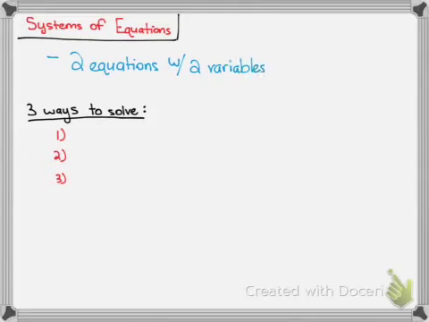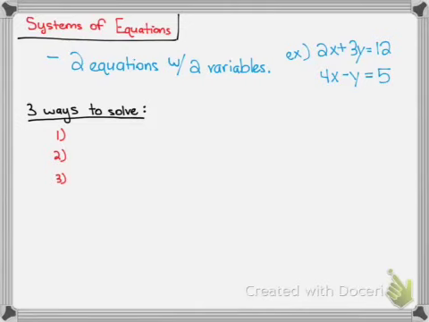So, for example, a system of equations might be this: 2x plus 3y equals 12. So that's one equation with two variables. And 4x minus y equals 5. So that would be two equations, both with two variables. That is a system.